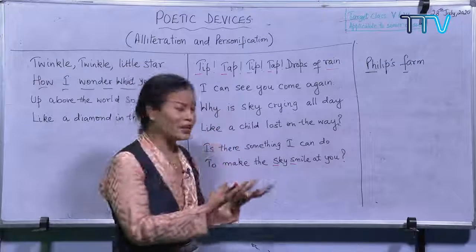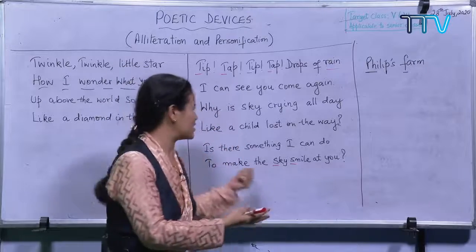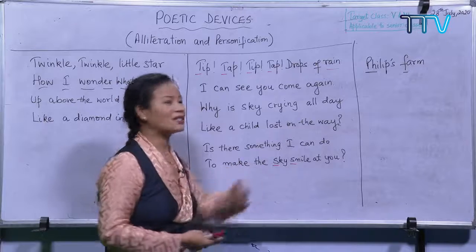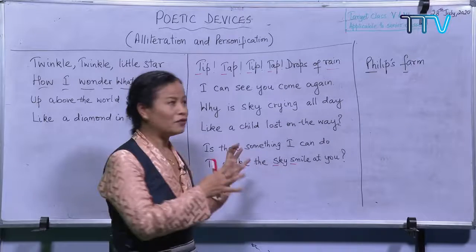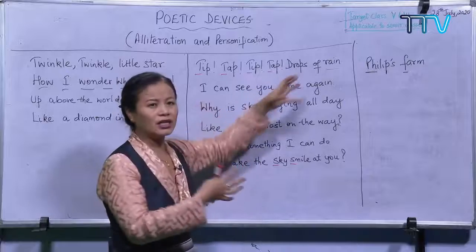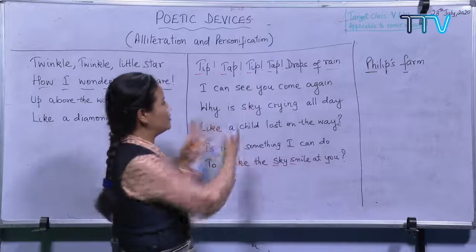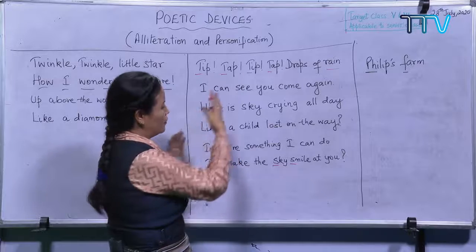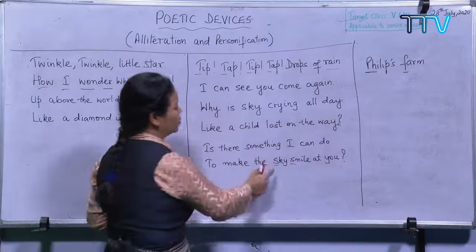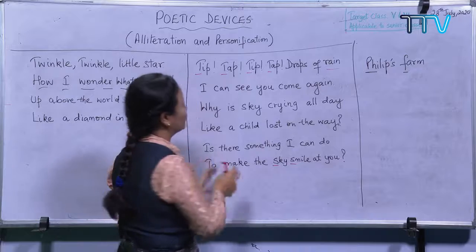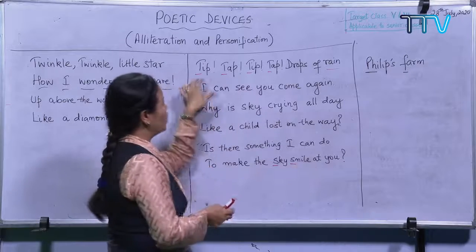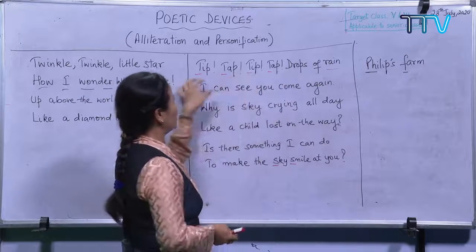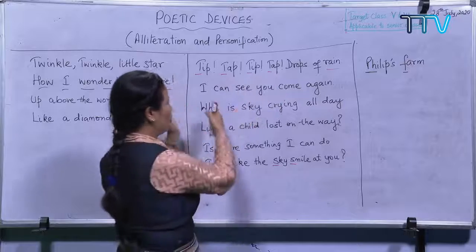Is there something I can do? I'm offering help. Is there something I can do to make the sky smile at you? So what do you find? Personification, as if the rain is a human being, as if the sky is a child. You have personification, you have alliteration, sky, smile. You have rhyme, you have onomatopoeia, you have alliteration, and then you have the proper rhythm as well.